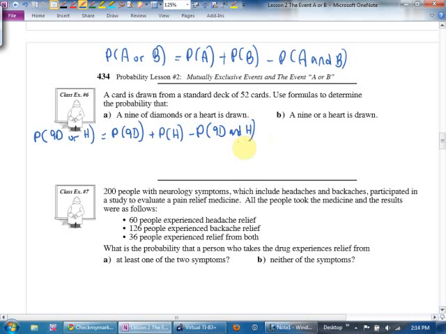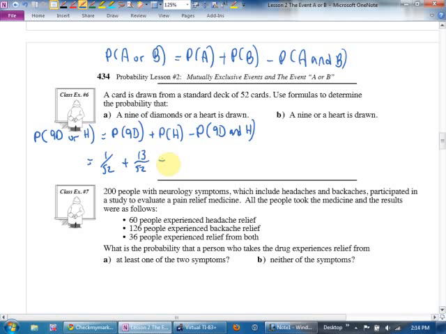How many nine of diamonds are there in the deck? One out of how many cards are there in the deck? 52. Plus, how many hearts are there in the deck? 13 divided by how many cards are there in the deck? 52. Minus how many cards are nine of diamonds and hearts at the same time? I think that's a trick question. I think they're mutually exclusive. Zero.